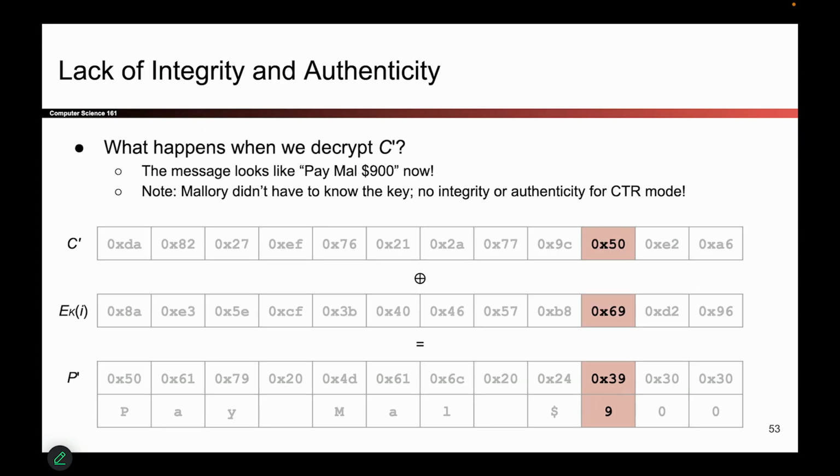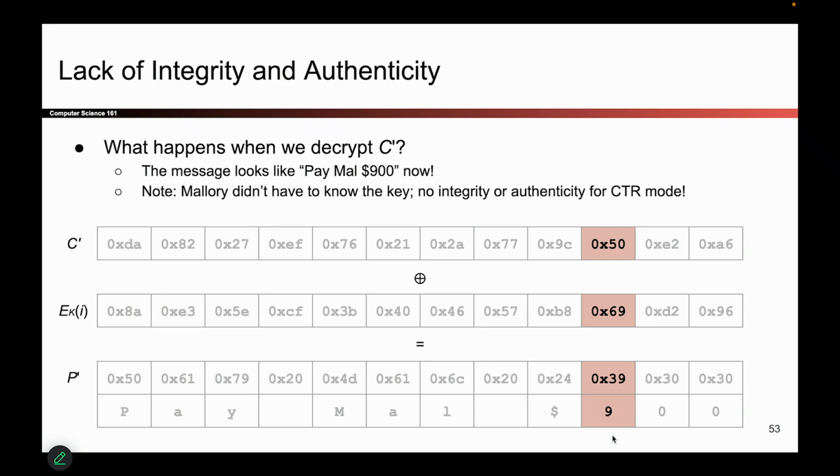So now, if we pass this tampered message to Bob, here I'm calling it C prime, and the prime I'm using to denote the fact that this has been tampered with. So Mallory took the original C and changed it to C prime, and in particular, we took the byte 58 and we swapped it with 50. Well, now Bob is going to generate the exact same pad. That hasn't changed. So Bob gets the same pad byte of 69. He XORs it with 50, and instead of getting 100, he now gets 900 in his message.